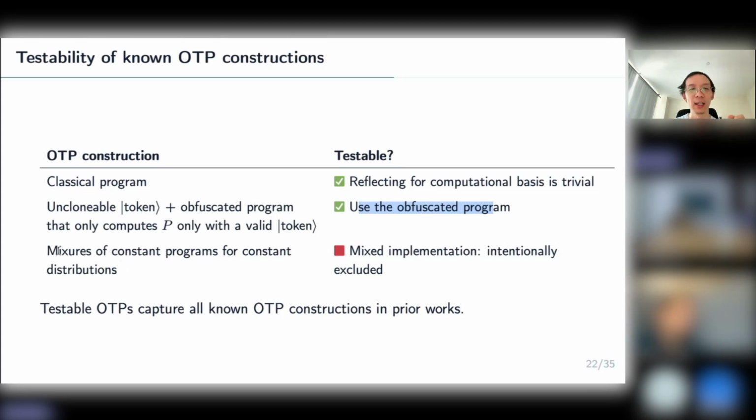On the other hand, the thing that we would like to rule out, which is the bad counterexample earlier, where we have a mixture of constant programs, which is a valid implementation for a constant distribution, this is intentionally excluded. We don't see how you can make this testable. In fact, it shouldn't be testable. Okay, so the takeaway is that the notion of testability that we described, on the one hand, captures all existing one-time program constructions from the prior works. On the other hand, it also excludes the bad example that we would like to exclude.